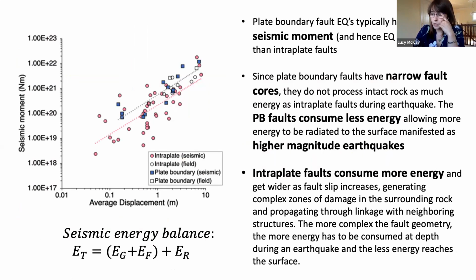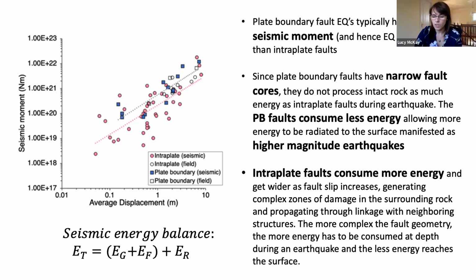So just for the purpose of time, because we could be here a very long time if we go into all this detail, basically I then compiled and compared the data between seismic moment, which is essentially a measure of earthquake magnitude, and the average displacement for plate boundary and intraplate faults. And the data shows that for a given value of average displacement, plate boundary earthquakes typically have a greater seismic moment, and hence a greater earthquake magnitude, than intraplate faults.